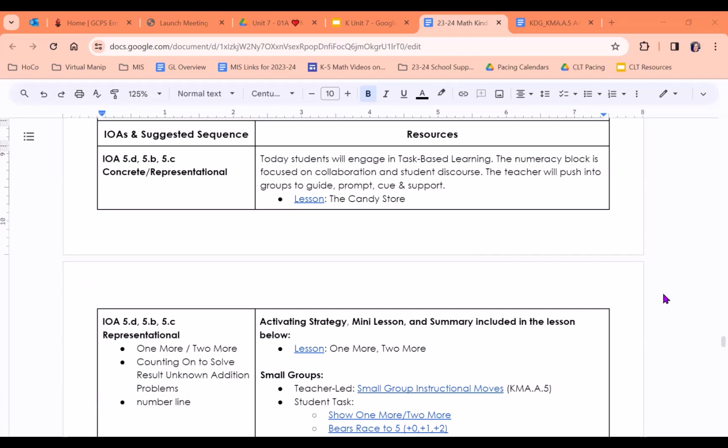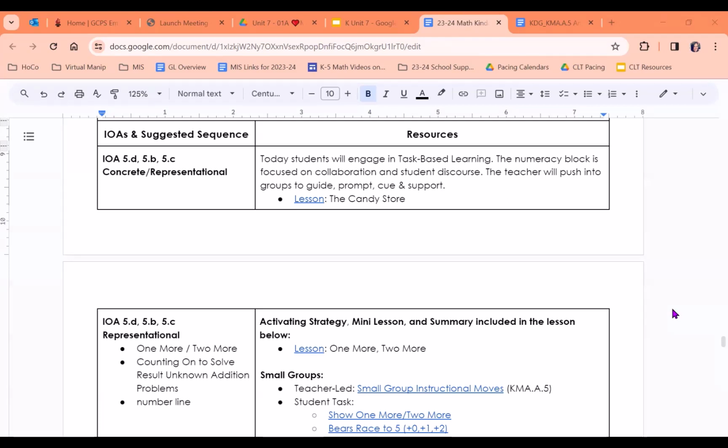We will begin our work in Unit 7 with IOAs 5.D, 5.B, and 5.C. Students have experience with adding and subtracting within 10 from Unit 5B. Our focus for Unit 7 is to develop fluency within 5, and we will kick off the unit with a task-based lesson. Since students have experience and should have conceptual understanding of what it means to add and subtract, counting on, counting backwards, as well as one more and one less from previous units.